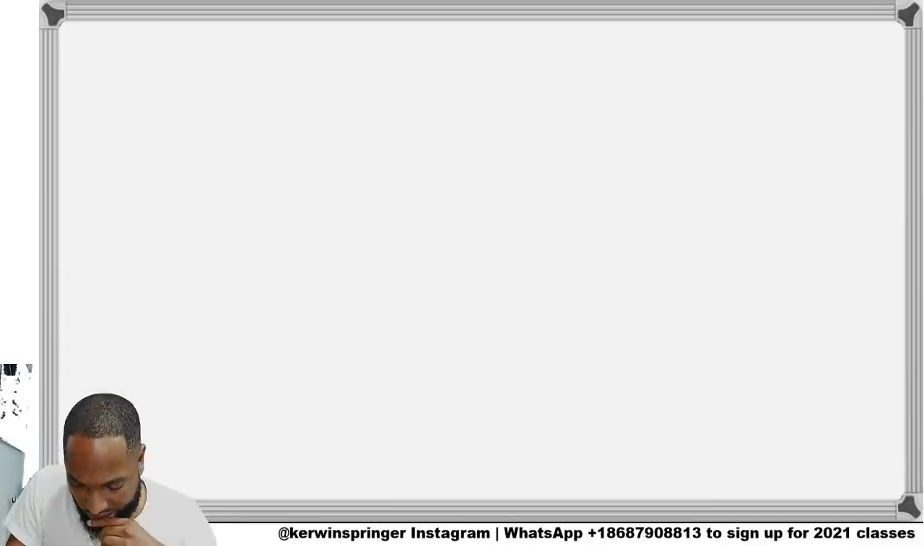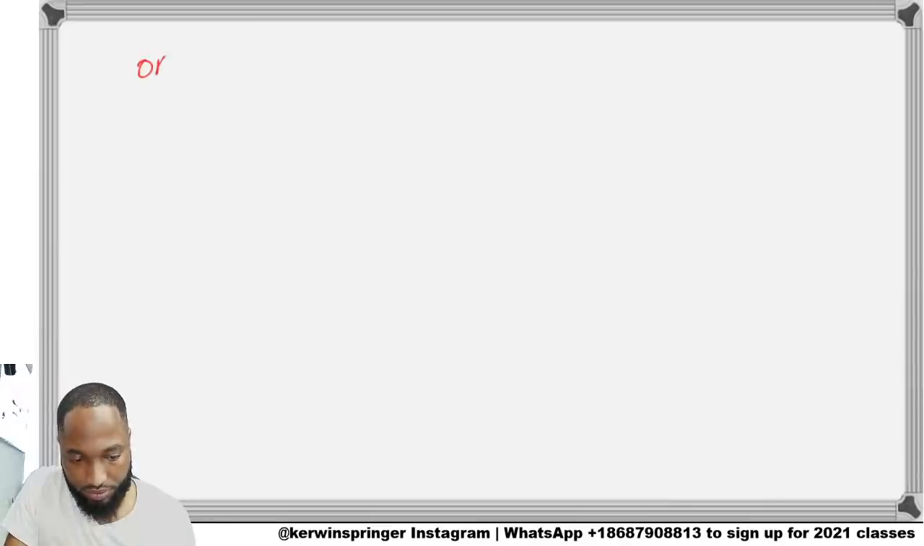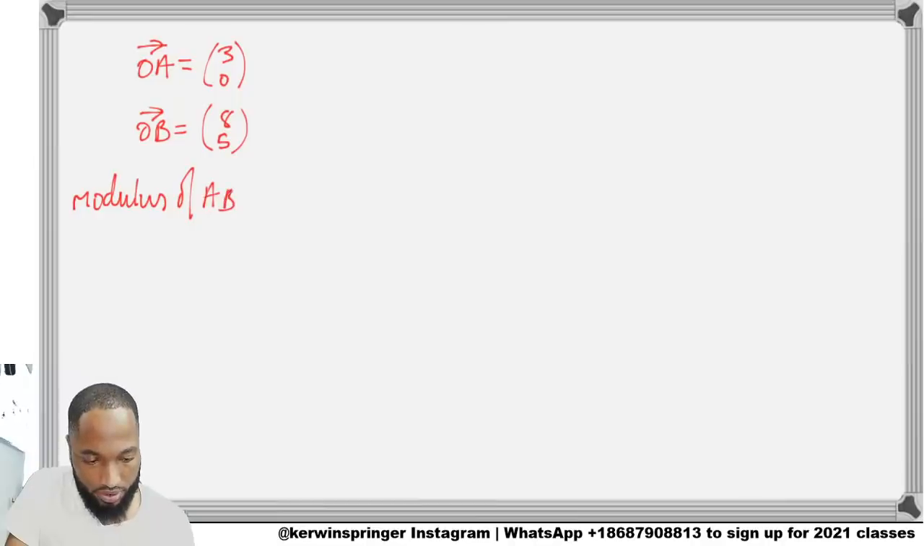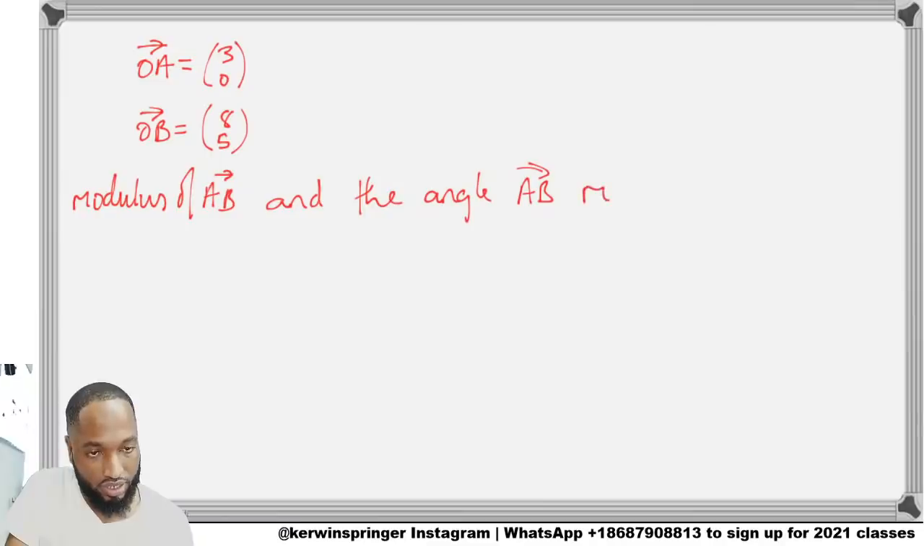Someone sent in a vector question. The modulus of OA is equal to 10, the angle is equal to 45, OA is equal to 30, OB is equal to 85. Find the modulus of AB and the angle AB makes with the horizontal. I find this question a little rough for CSEC. With the x-axis, sorry. With the x-axis, horizontal, same thing.